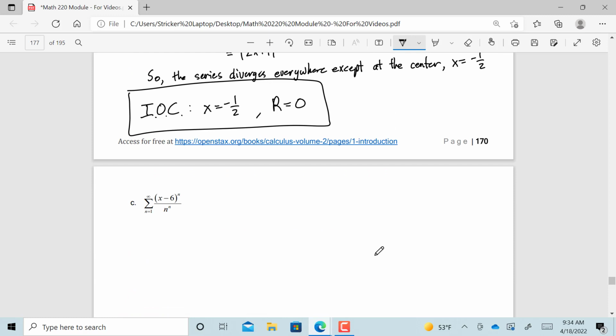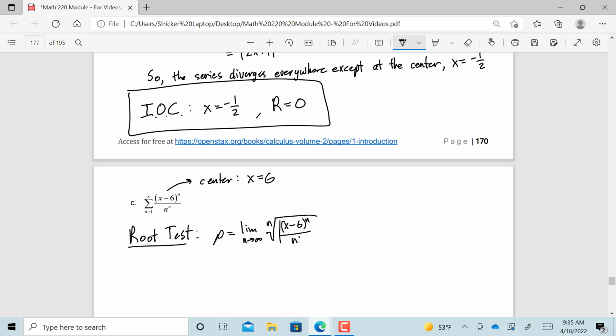Let's do one more example here. This one tells us that our center is x equals 6. Now notice here we have everything raised to the nth power, so this one we can go ahead and use which test? The root test. And when we use the root test, we're going to find our value of rho by taking the limit as n approaches infinity of what? Do you remember how to do this one? We're going to take the nth root to get rid of those n powers of the absolute value of x minus 6 to the n over n to the n.